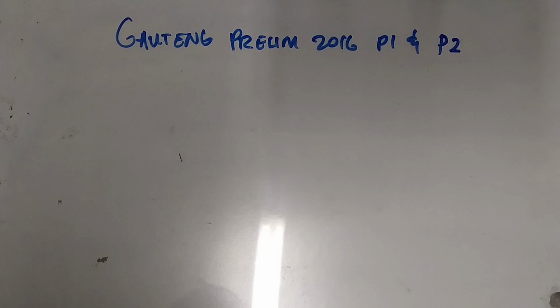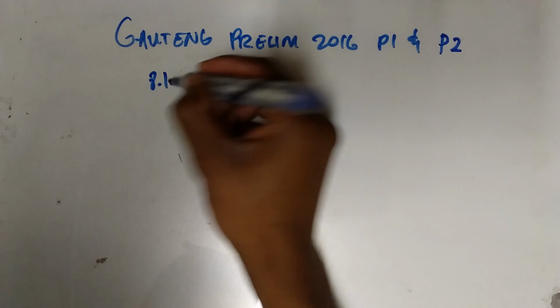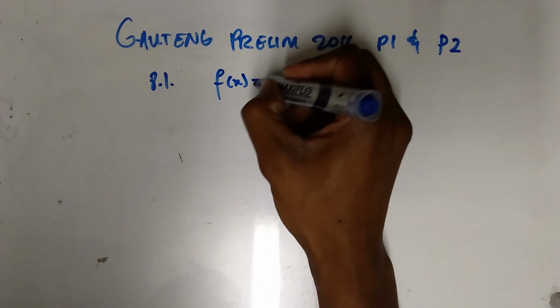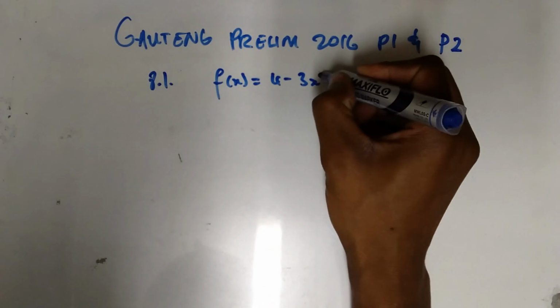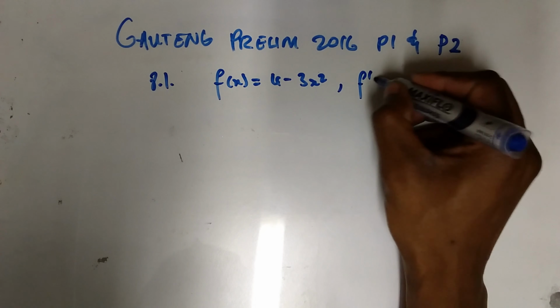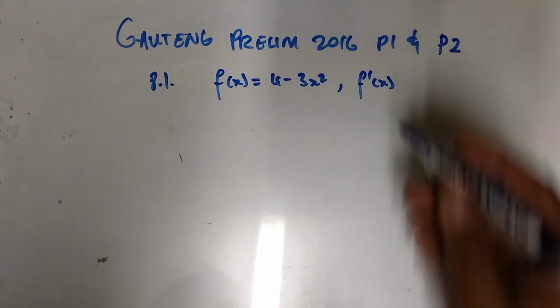Let us just go through to question 8.1, which says that we are given that f at x is equal to 4 minus 3x squared. They say determine f prime at x using first principles.